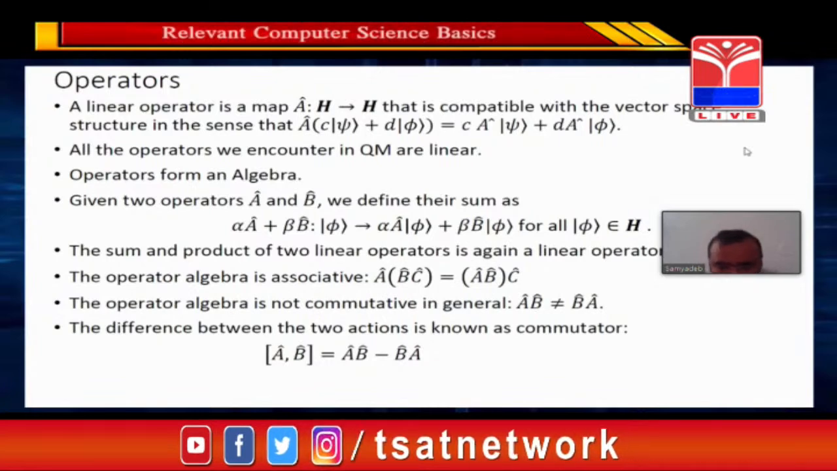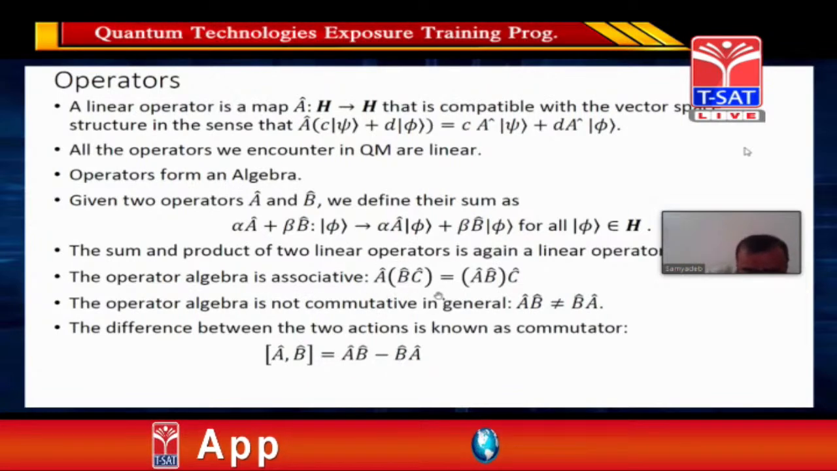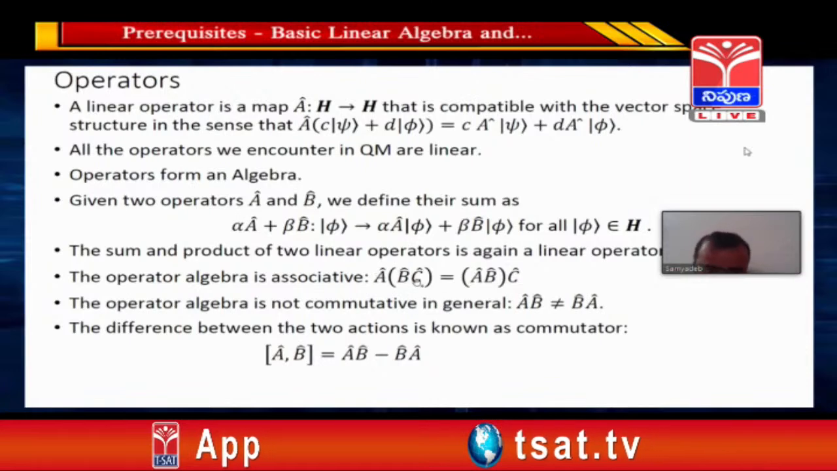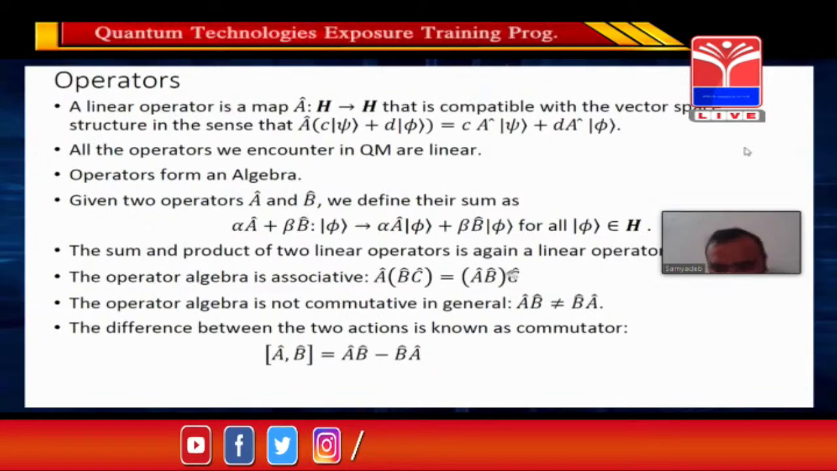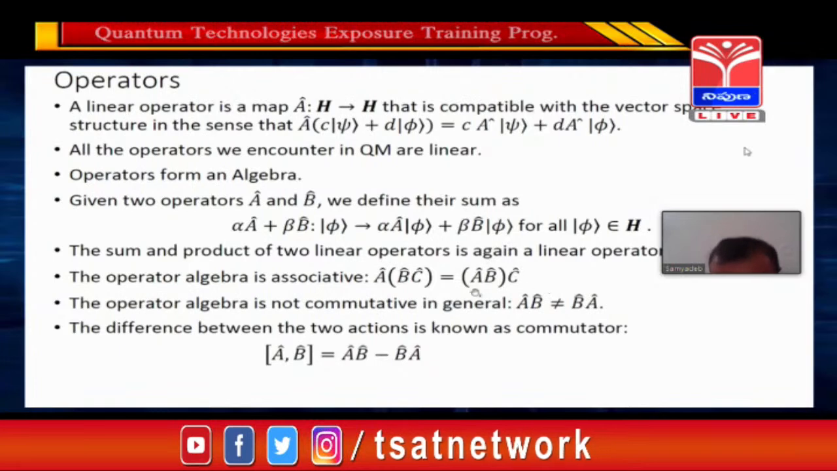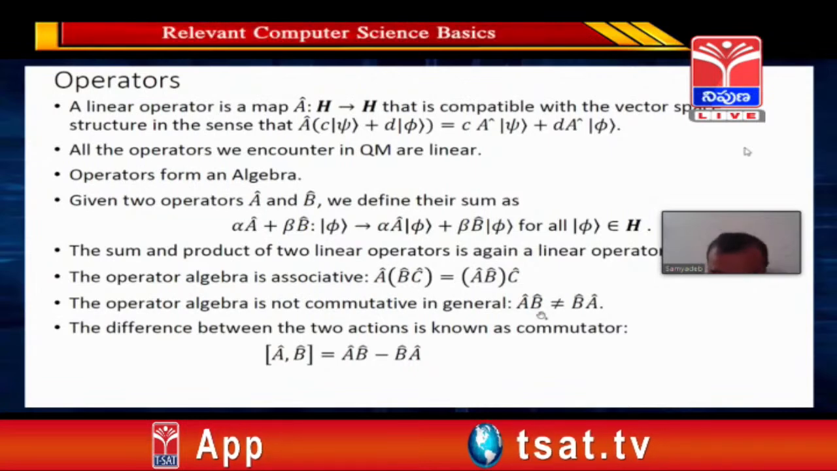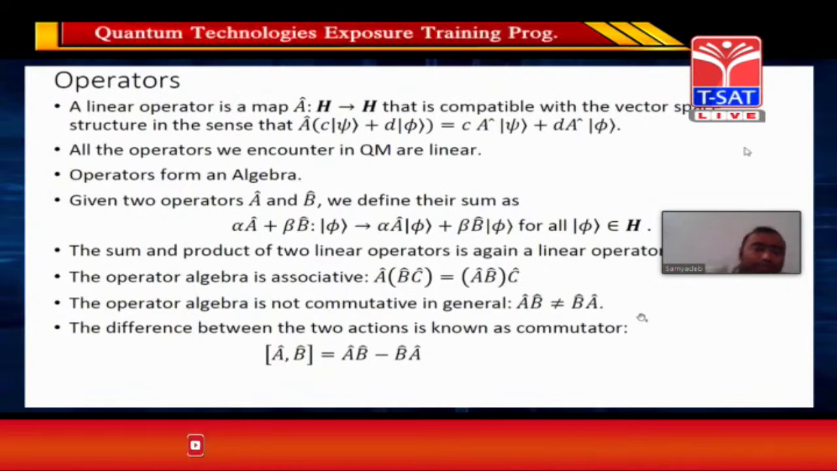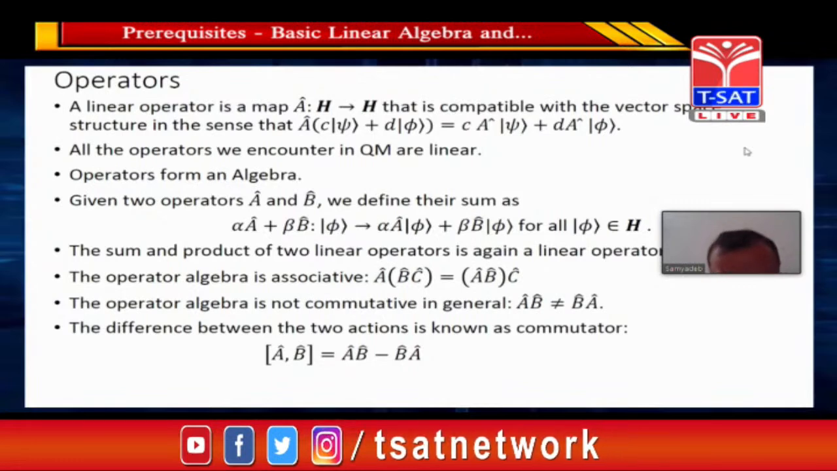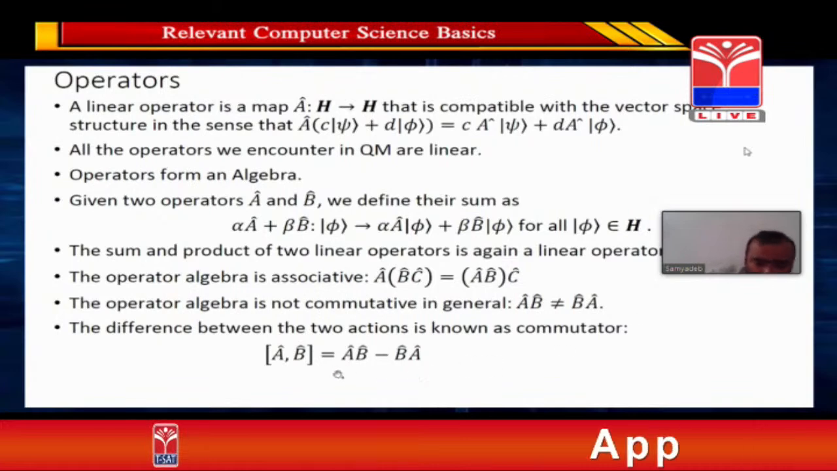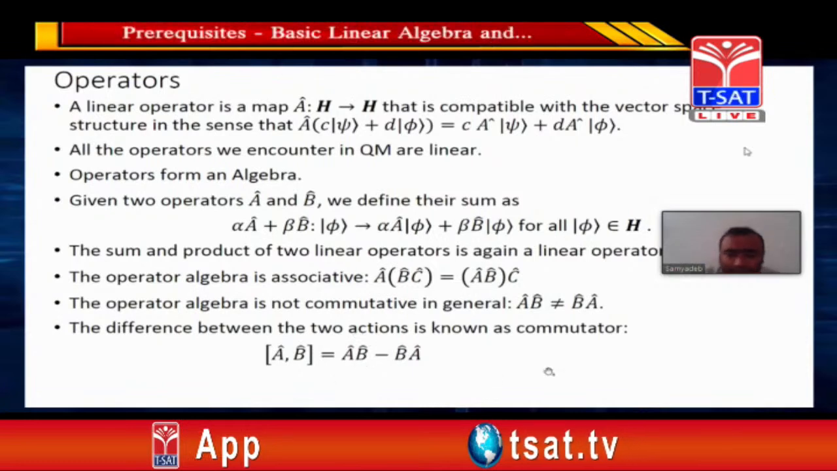The operator algebra is associative, similar to what we discussed. If we operate with the product of B and C operators and then operate with the operator A, that is the same as first operating with the operator C, then operating with the product AB. But operator algebra is not commutative. The operator AB is not always equal to the operator BA. This difference between the two is known as the commutator. It is given by this notation, square brackets of A and B, which is defined as AB minus BA.